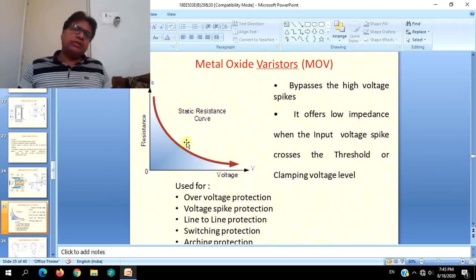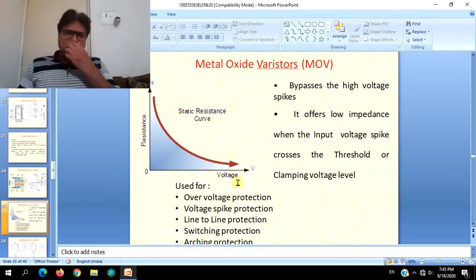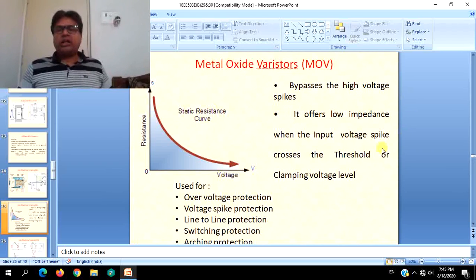Again, here are the IV characteristics shown. At lesser voltages, the resistance of the MOV is very high, and as the voltage increases, it gradually decreases. At higher voltages, the resistance is almost zero. So because of these characteristics, these metal oxide varistors bypass or divert the high voltage spikes. It offers low impedance when the input voltage spike crosses the threshold or clamping voltage level.